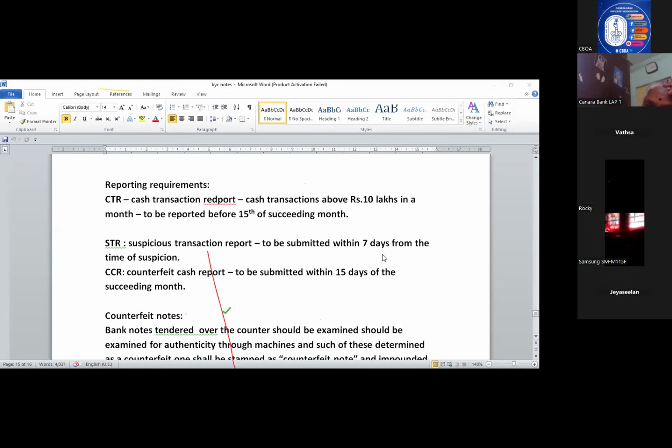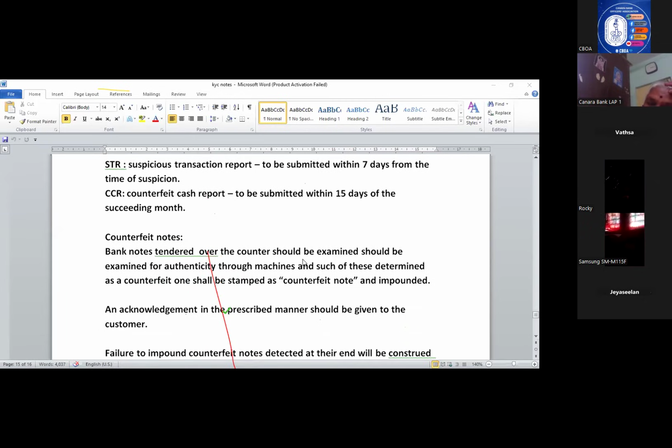We are supposed to put a stamp. Okay, whenever a counterfeit note is submitted at the counter, first we should put a stamp of 5 by 5 dimension. There is a stamp saying counterfeit note received on this date, like that. And we have to keep it. Once it comes to the bank, it should not go back to the customer. An acknowledgement in the prescribed format, which is available in the cash manual, has to be given to the customer, signed by the cashier who received the counterfeit note.